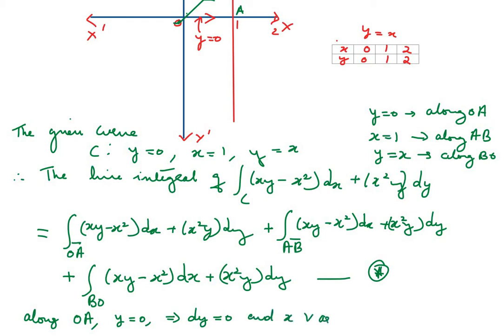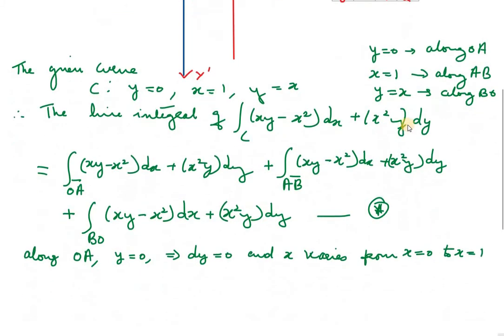And x varies from where to where? At this origin, x is equal to 0, and at this point, x is equal to 1. So x varies from x is equal to 0 to x is equal to 1. That means along OA, the value of dy will become 0, and y also has to be replaced by 0. Then you'll get the integral only in terms of dx, and the limits of integration will be from 0 to 1.